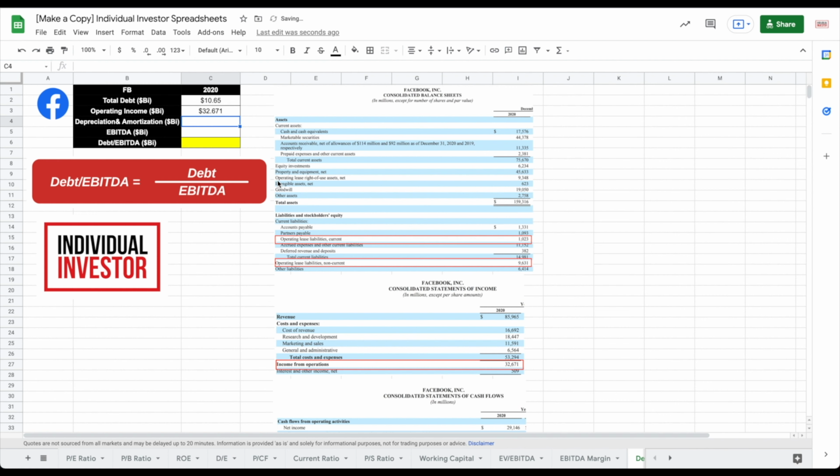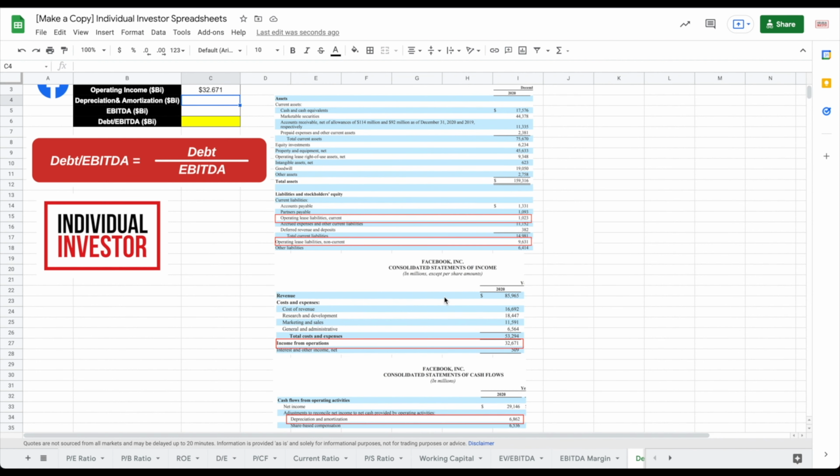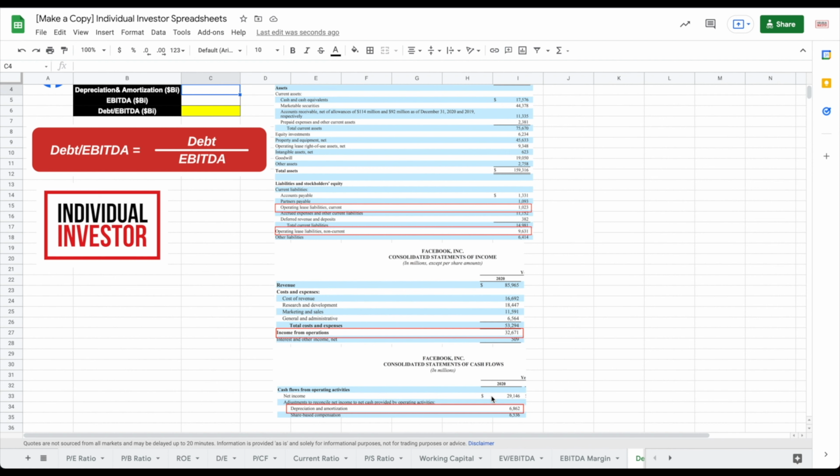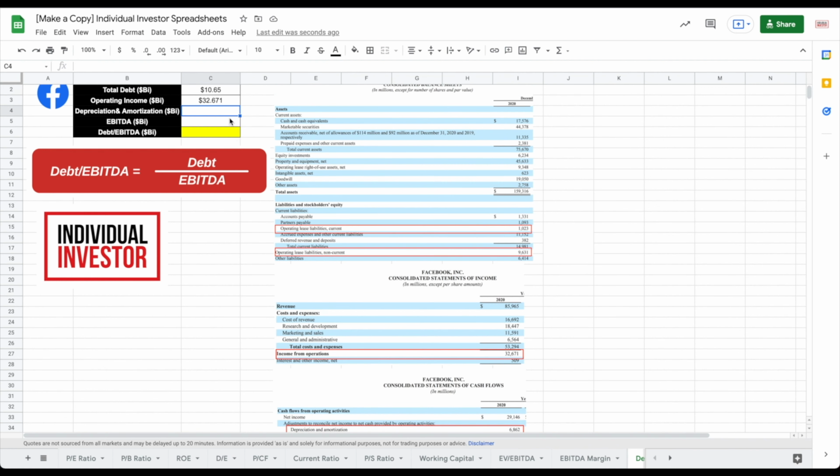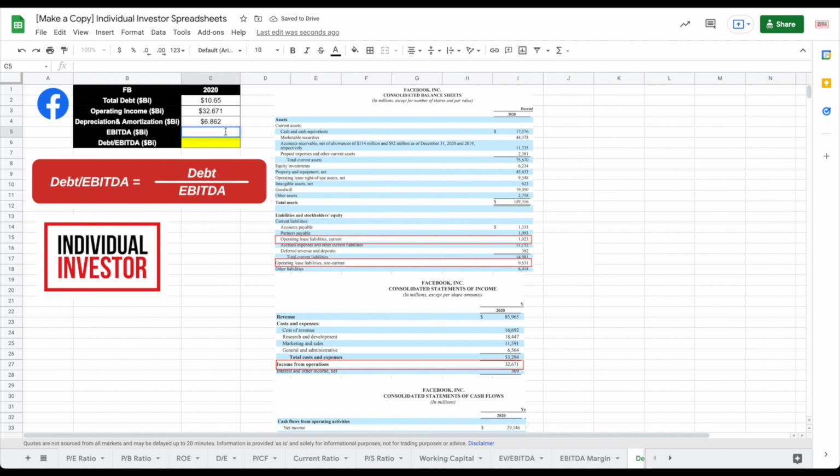And then depreciation and amortization, that's in the statement of cash flows. So if we scroll down here in the last screenshot, we see here depreciation and amortization, and that's 6.862. Perfect. And now EBITDA will be equal to the operating income plus depreciation and amortization. And perfect. That gives us a total of $39.533 billion in EBITDA.